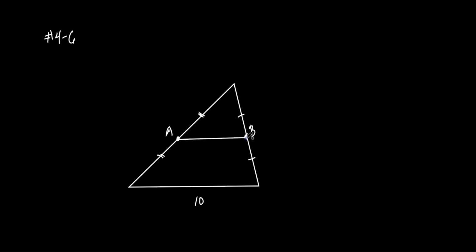It connects 2 midpoints. So the third side is going to be twice as big as the mid-segment. Or the mid-segment is going to be what? Half the third side. So that would be 5. Everybody got that?